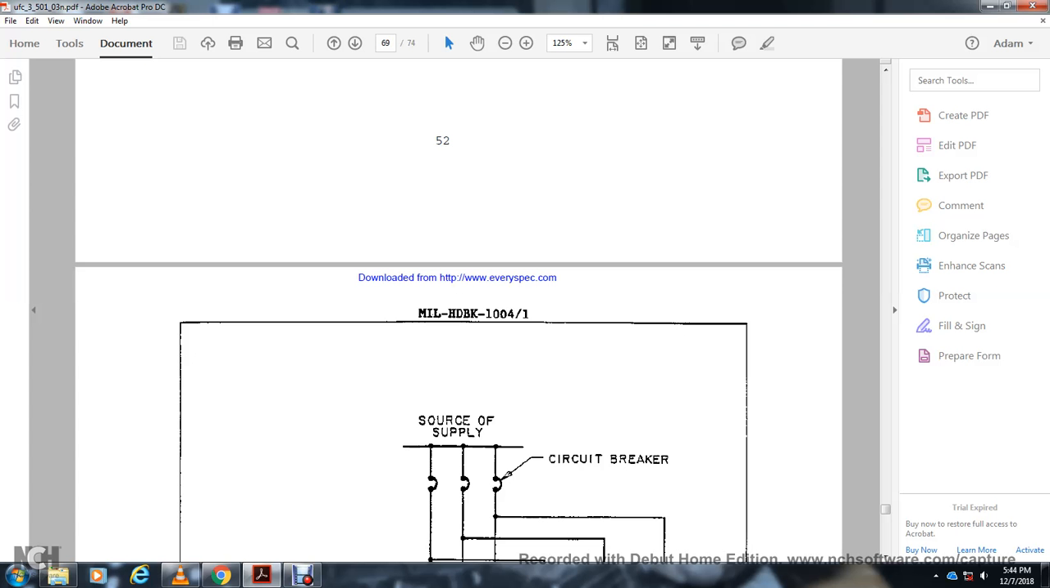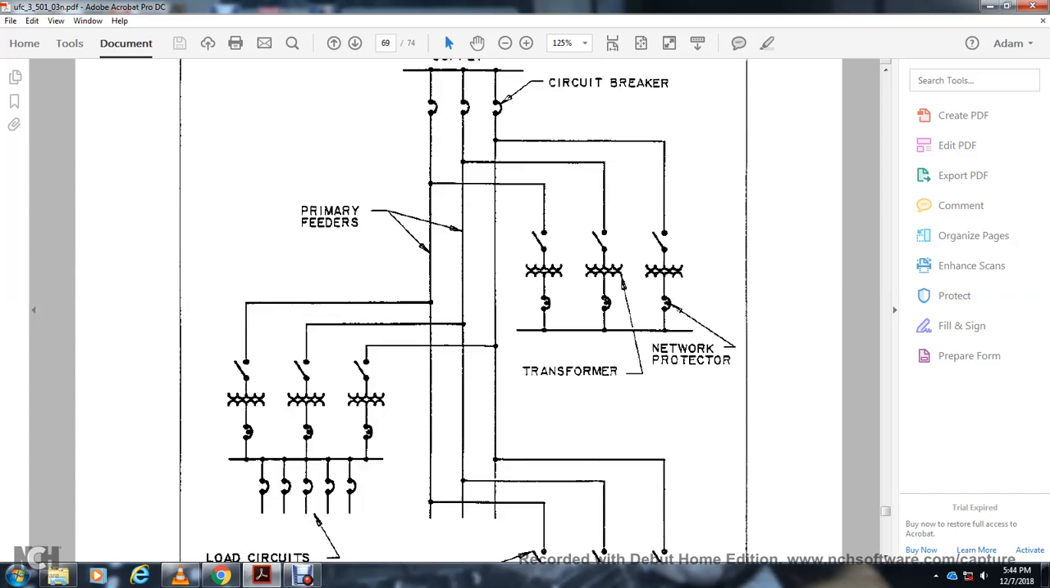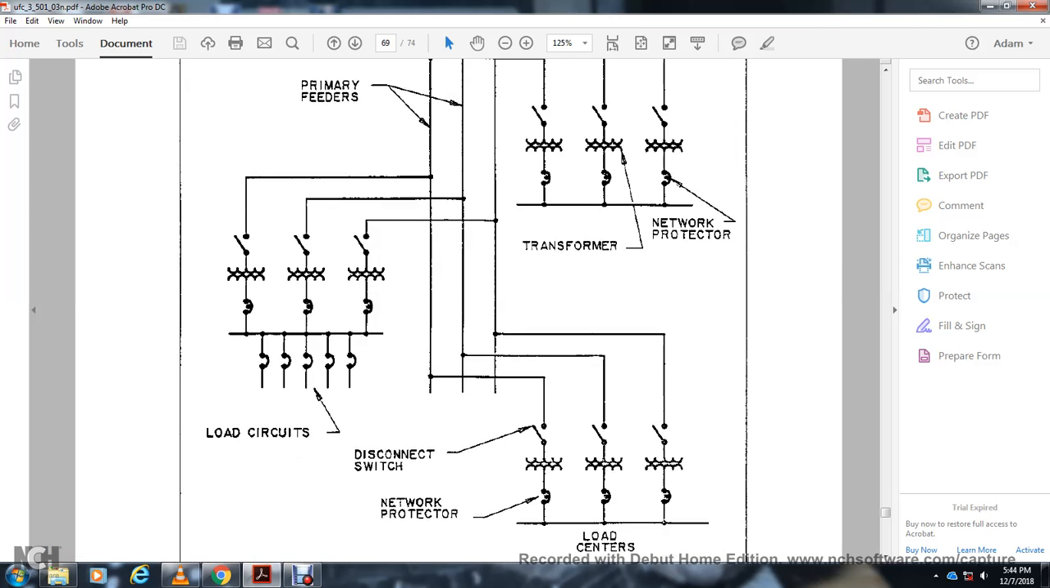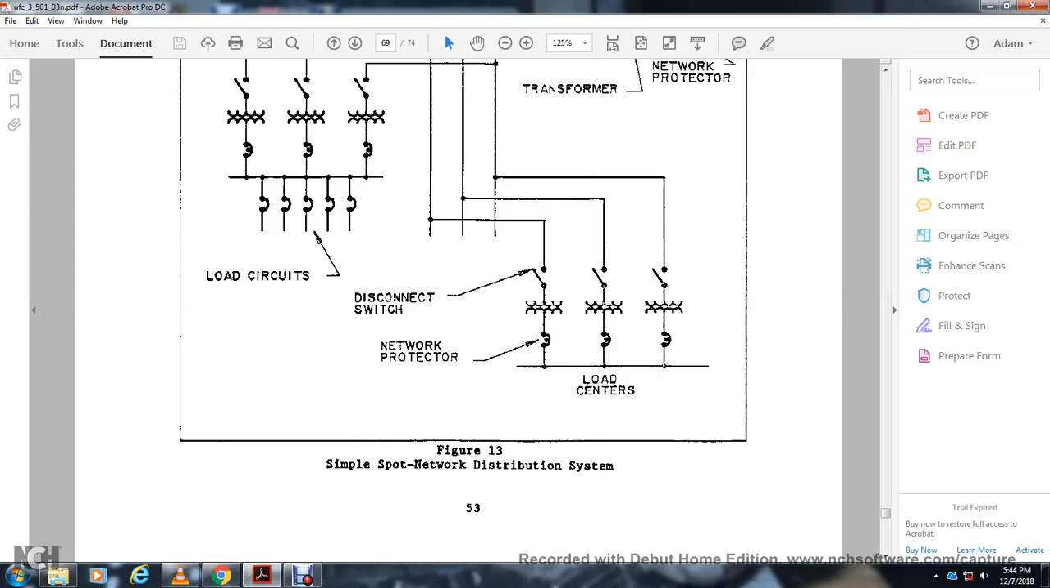And this is your supply source, circuit breakers, primary feeders, transformers, network protectors, and then switches to transformers, primary network, container load circuit, disconnection, network protector, load centers. That's your simple spot network distribution.